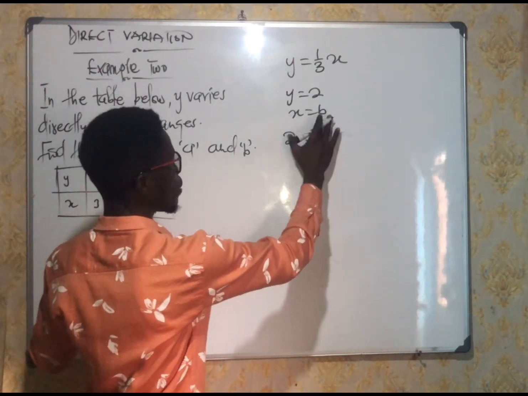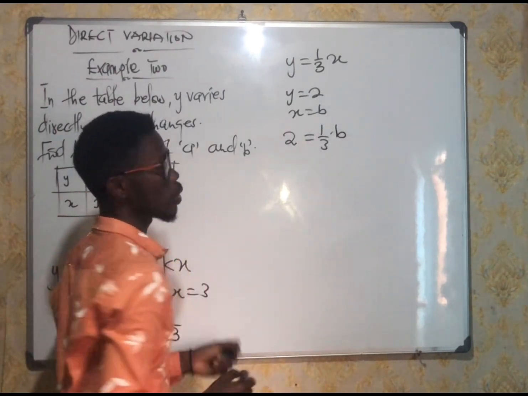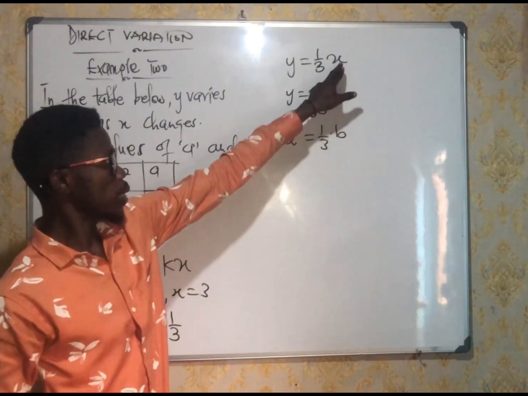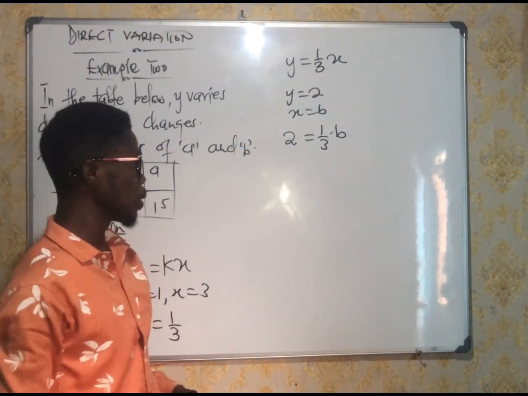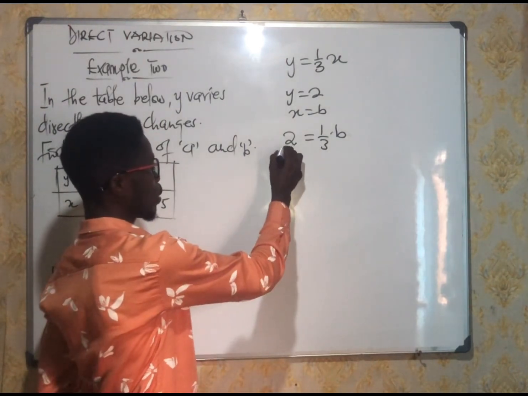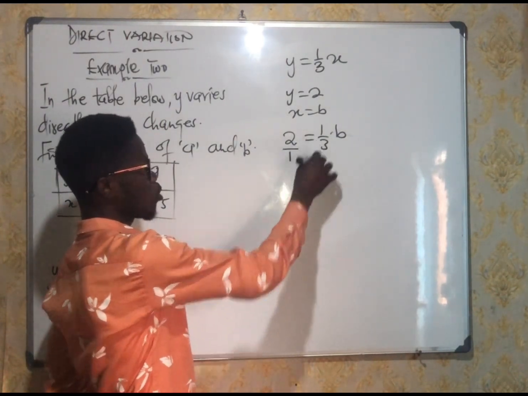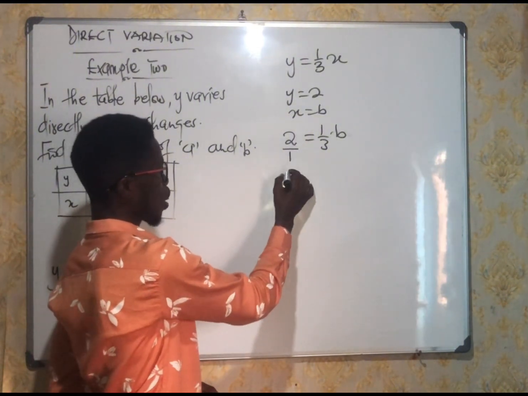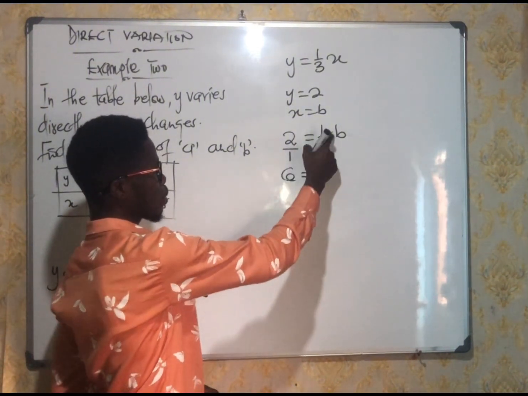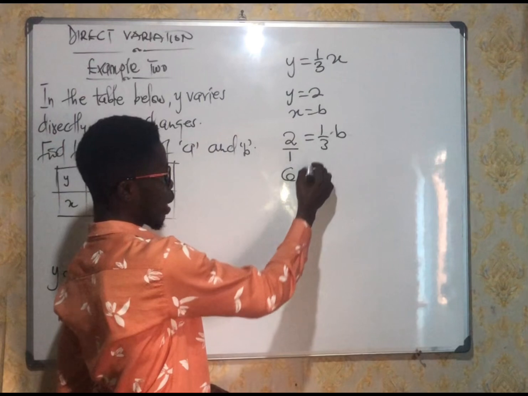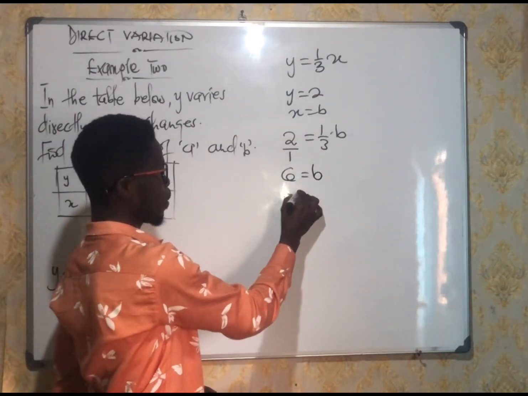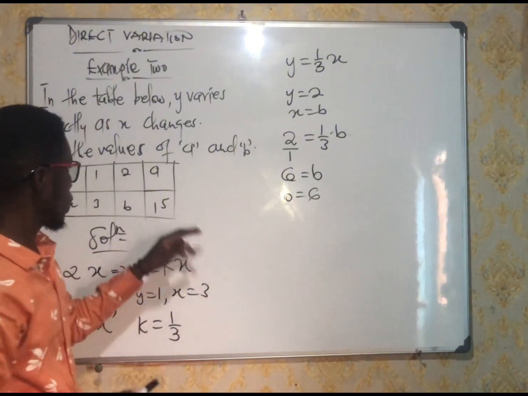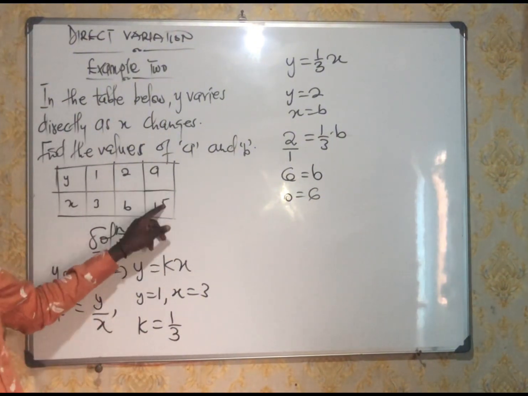But x is b here. Is that okay? x is equal to b, so I just replace that by b. Now here is over 1, so I can do cross multiplication. When I do that, 3 times 2, I'll get 6. 1 times b, I'll get b, meaning that my b is equal to 6. Is that okay?